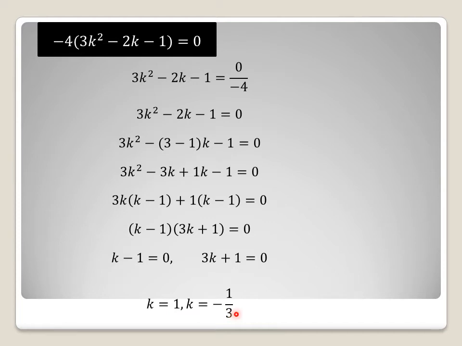As you know, we had to find the value of k so that the polynomial becomes a perfect square, or the equation given to us will become a perfect square. So the values of k are 1 and minus 1 by 3.